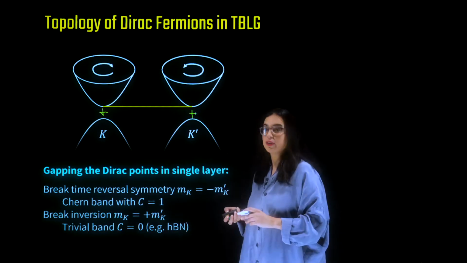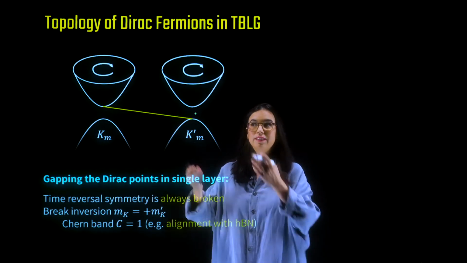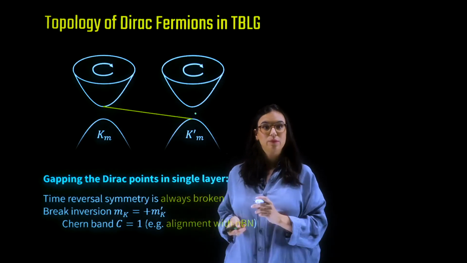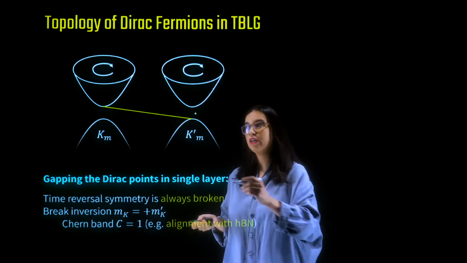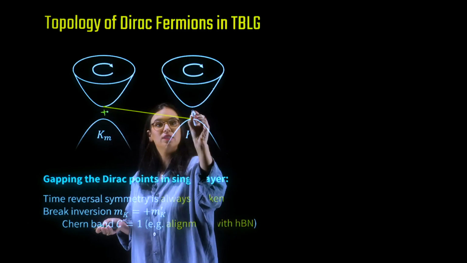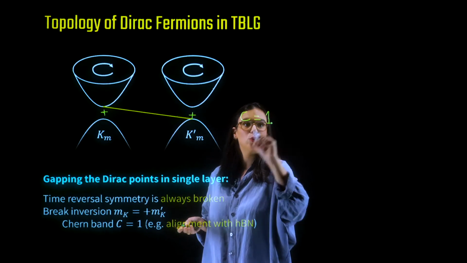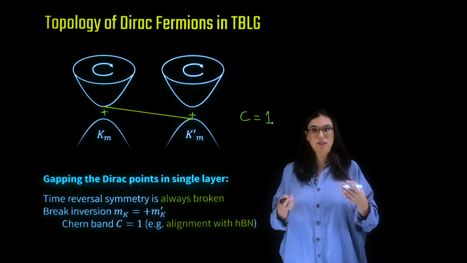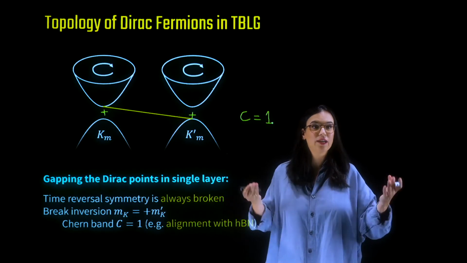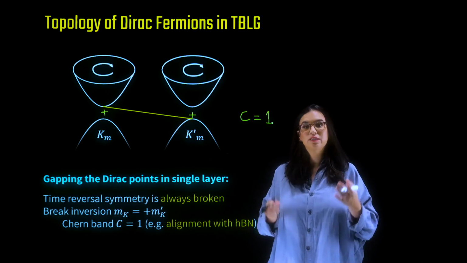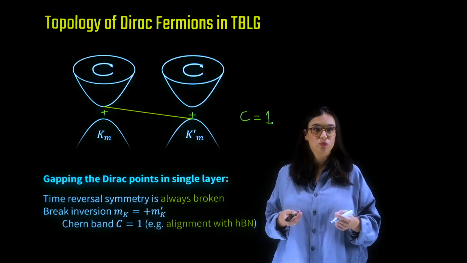But now we have something completely different. The original Dirac Hamiltonians we started with have the same chirality in both valleys. That means that we can break inversion symmetry, open a mass gap with the same sign, and necessarily the total Chern number is going to be non-trivial. So we would expect that just by breaking inversion symmetry, simply by aligning with hBN, we would find a Chern band in our material, and we would find the anomalous quantum Hall effect.